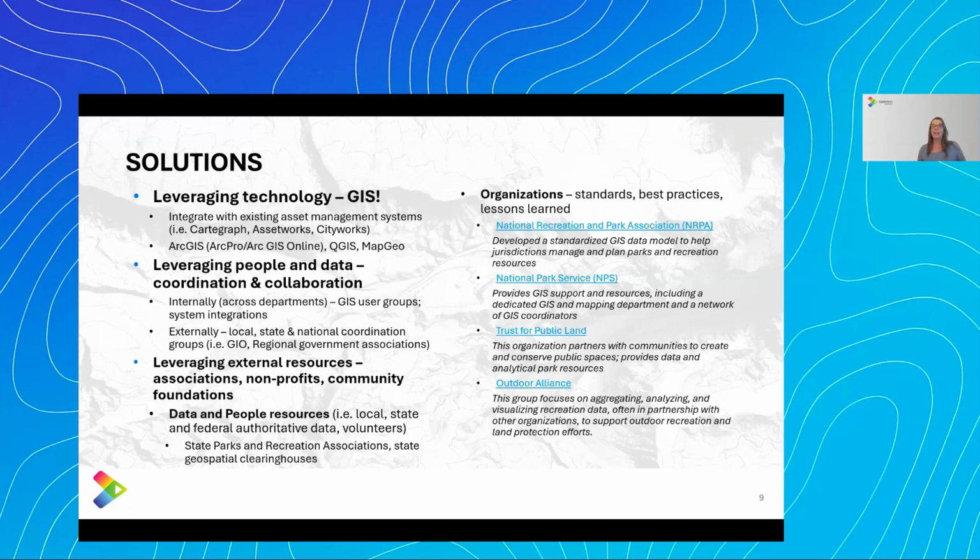And of course, we can't forget external resources. So associations, nonprofits, community foundations, your professional network. Often this is where you can find best practices, solutions that have worked for others that maybe you didn't think of. It's a really important resource that we can't overlook. Some of these organizations that I've listed here have standards, best practices, free data, authoritative and open data. All of these links are in your resources, so please feel free to explore further. I'm gonna talk more deeply about this as we continue on.